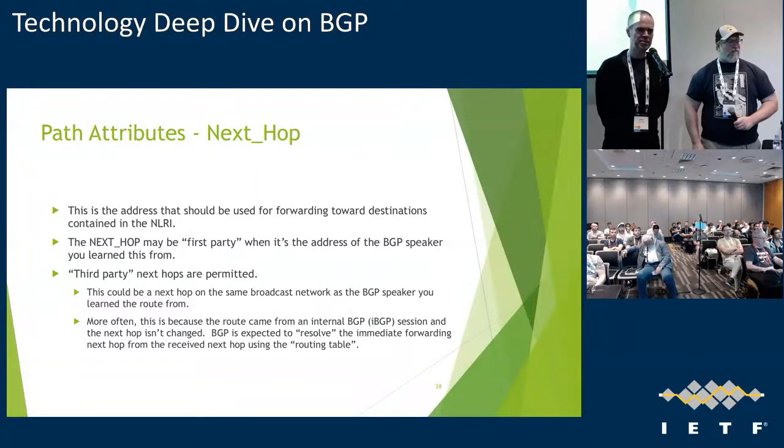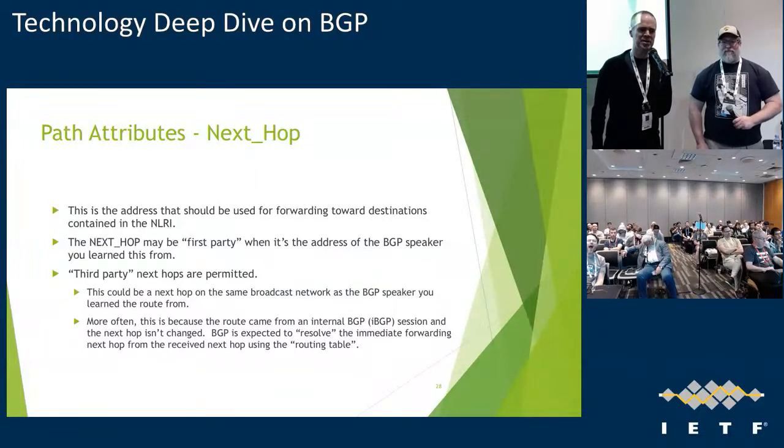Yeah, so the next hop is what it sounds like. When you're forwarding toward this route, what's the next hop? The most common use case on eBGP would be a first-party next hop: send the packets to me. I can use a third-party next hop on eBGP: send the packets to Jeff. In IBGP, commonly, next hops might be third-party, especially when route reflection is involved, but we'll get to that.